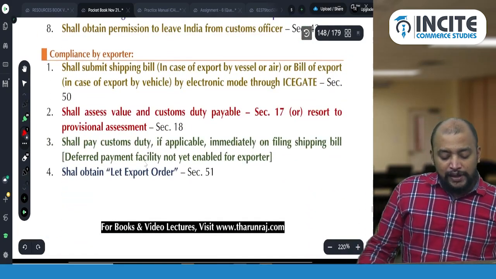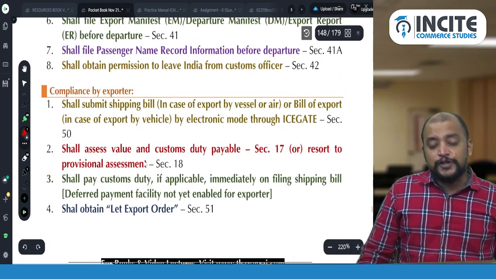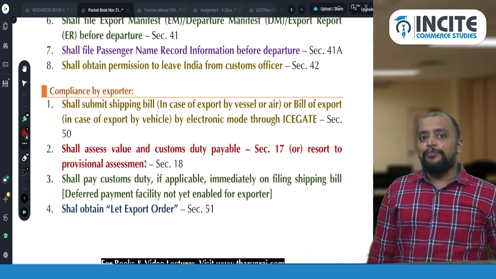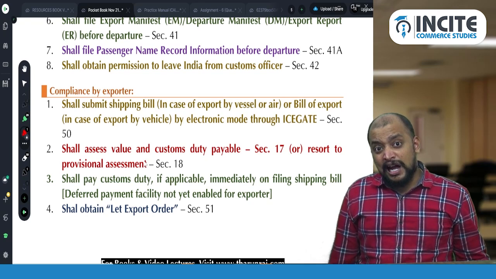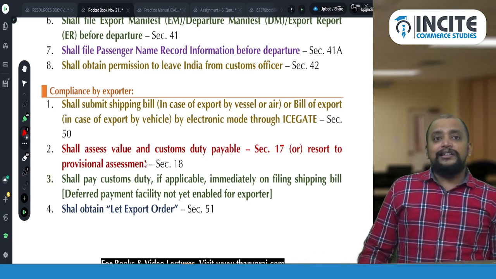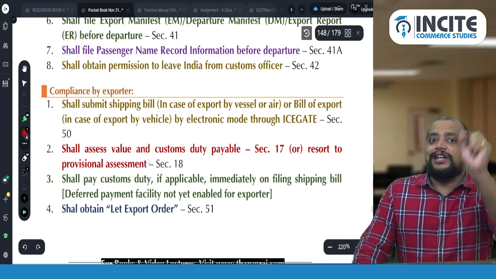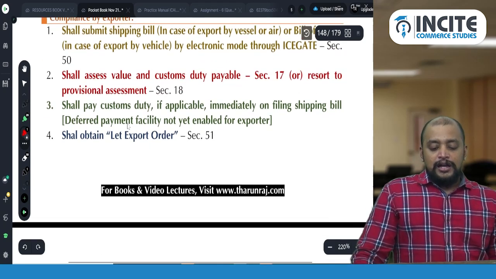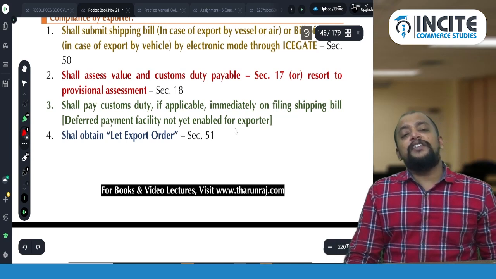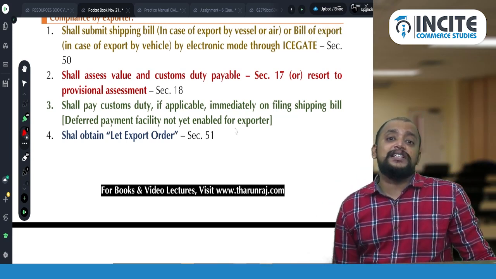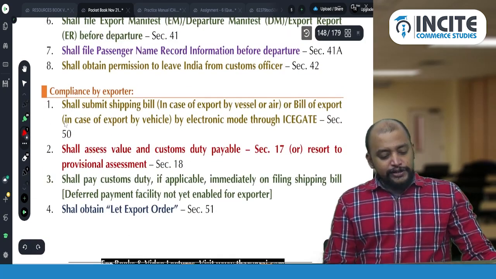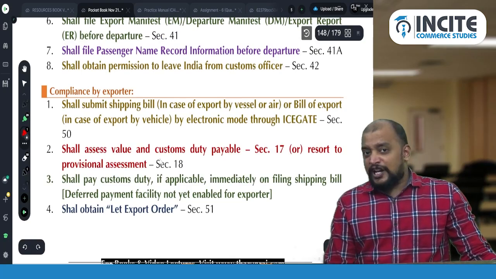Then what are the compliances to be followed by the exporter? An exporter shall submit a shipping bill in case of vessel or aircraft, and in case of vehicle, a bill of export. They need to pay the customs duty if the goods are chargeable to customs duty, immediately upon filing the shipping bill. They don't have a deferred payment facility. The deferred payment facility is available only to the importer. And they shall obtain a let export order. So these are the compliances to be followed by the exporter.